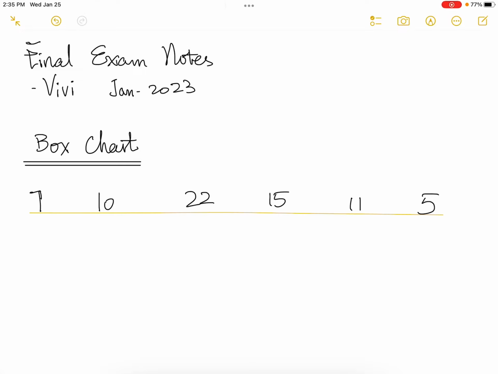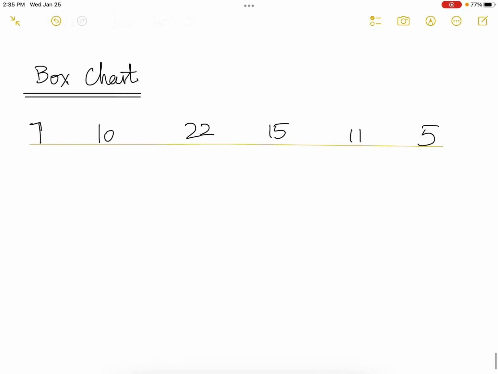Okay, so what we're going to do here, I'm going to just touch on each of the topics in your syllabus, and then really just touch on the main points of each topic. Okay, so we'll start with box chart. I just wrote down six numbers here. And then we'll talk about two things.